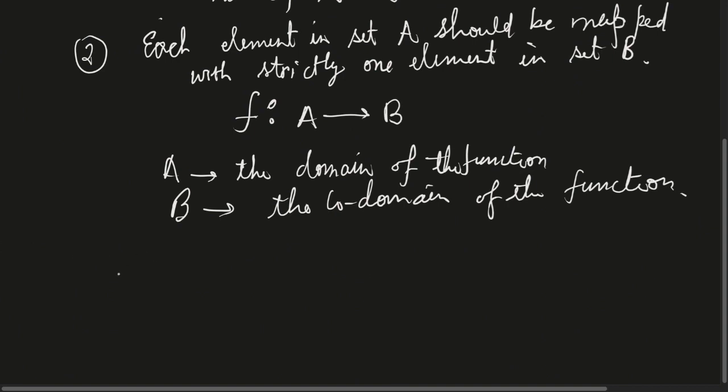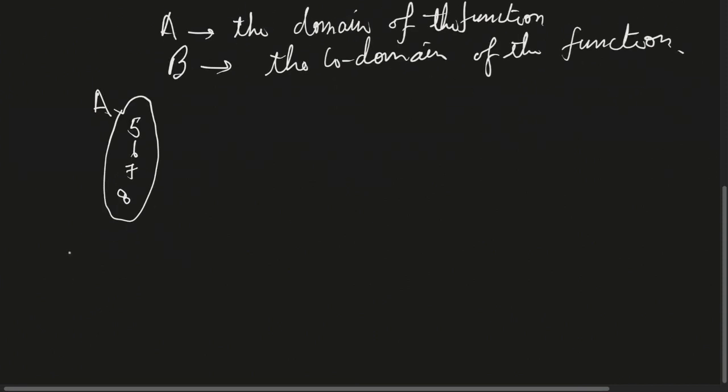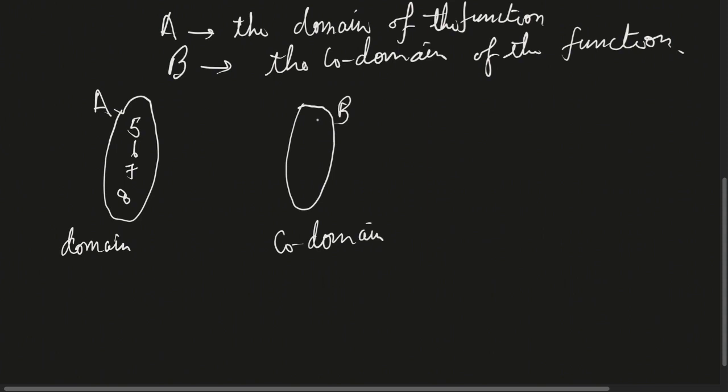So, let us make two sets using the symbol. Let us say that this is set A. It has elements, let us say 5, 6, 7, 8. These are the elements in set A, which is the domain set. And here we will draw set B, which we will call the codomain set, and let us assume the elements to be alpha, beta, gamma, delta. These are the sets.